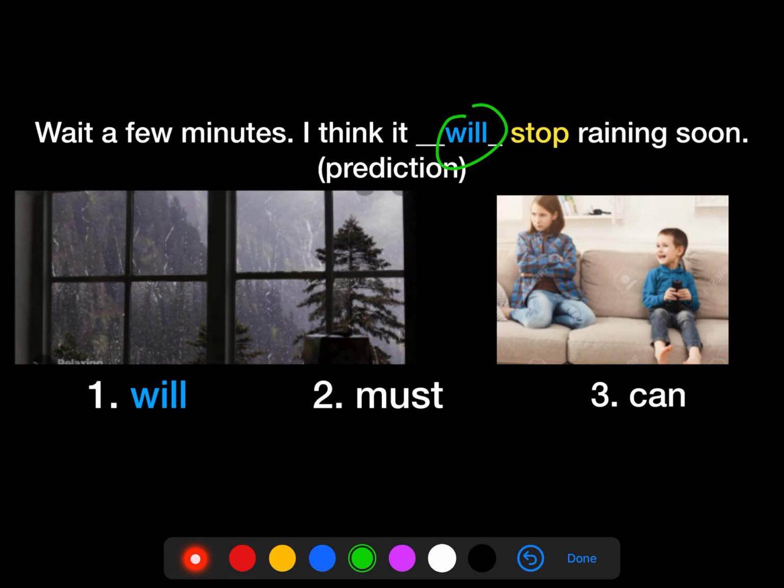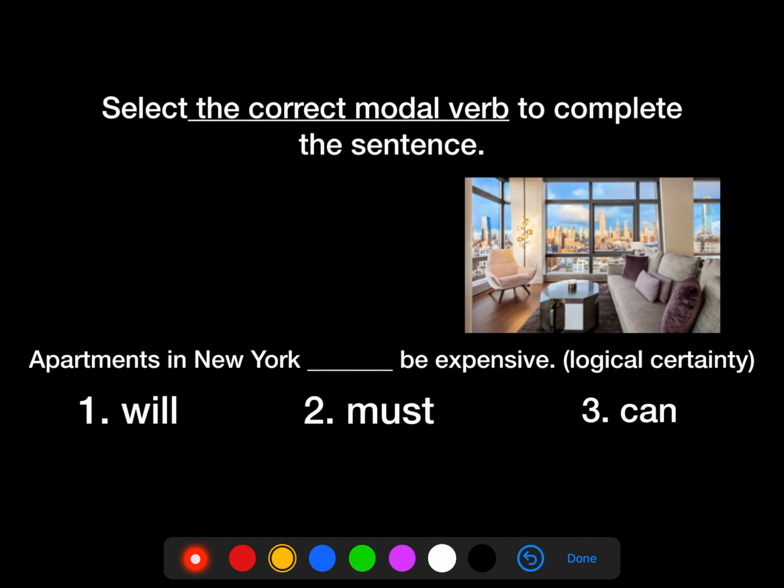They're not really unsure, they just foresee the future. It will stop raining soon. So prediction. So we should use will. I think it will stop raining soon. Still, we use the base form of stop. So will stop, not stopped or stops. It will stop. Very good. Let's move on to the next one.